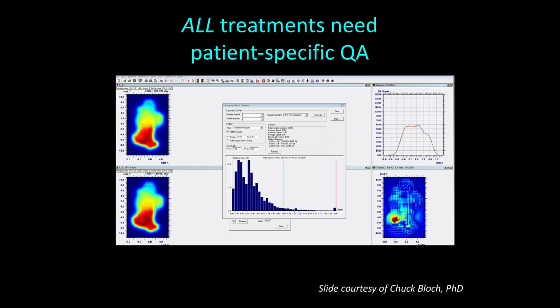All treatments need patient-specific QA. So it's as if everybody's getting IMRT. And so there's all the overhead and procedures around that.